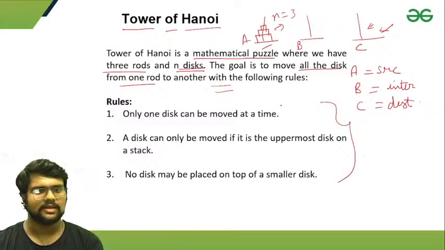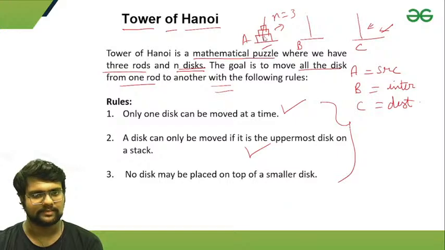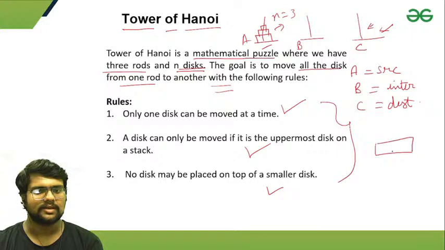We can only move one disk at a time, and we can only move the uppermost disk of any rod. And we can't place a big disk on a smaller disk. If I have a big disk and a smaller disk, then I can't put it like this. So it is a wrong way. These are the rules, and with the help of these rules, we have to perform the operation.